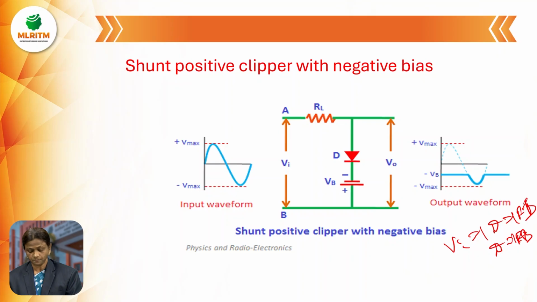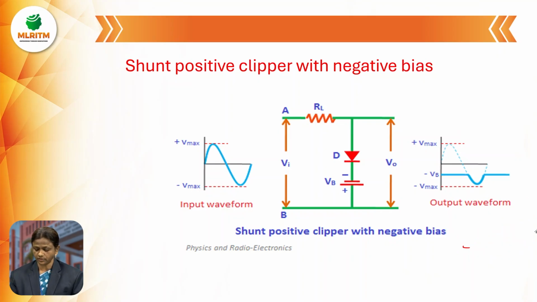In shunt connection, you need not check whether Vi is less than VB or greater than VB. In shunt connection, when the diode is in forward bias, the corresponding output equals 0. That's why during the positive half cycle, at the output side, the total positive half cycle must be cut off or removed. That's why from 0 to V maximum, that portion is represented by a dotted line. Is it okay? Next, during the negative half cycle, what happens to the circuit?